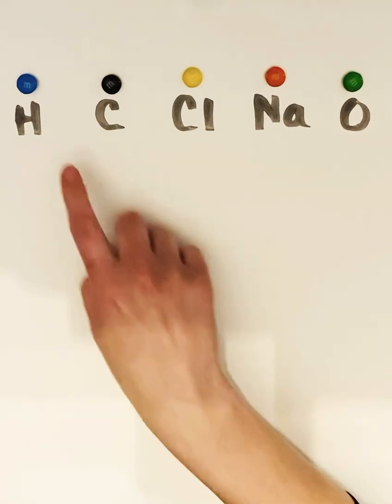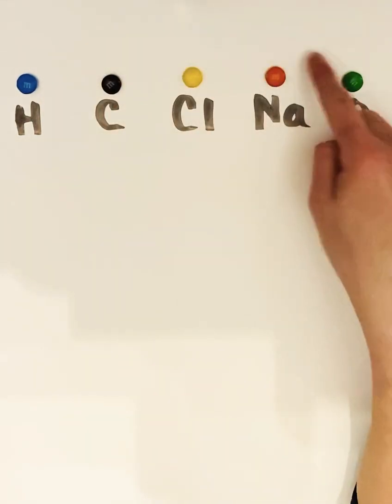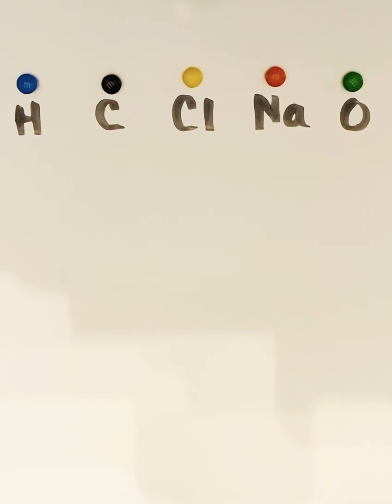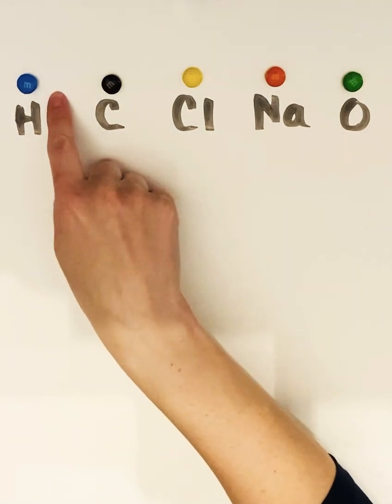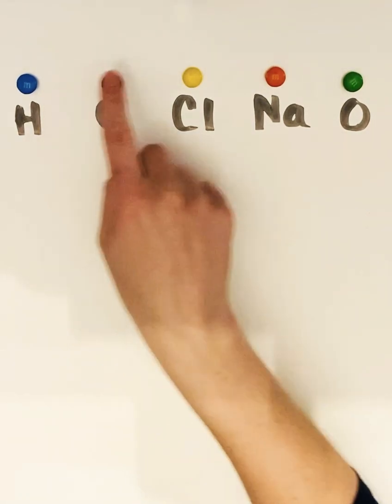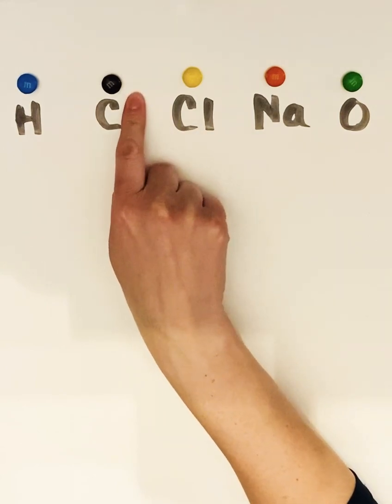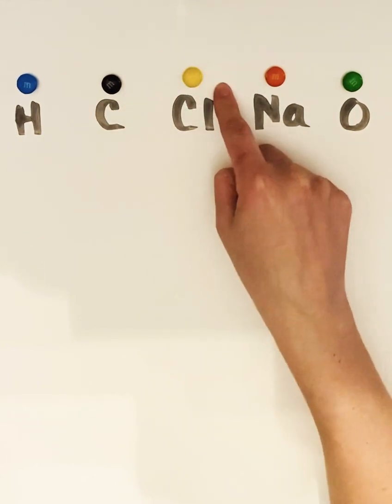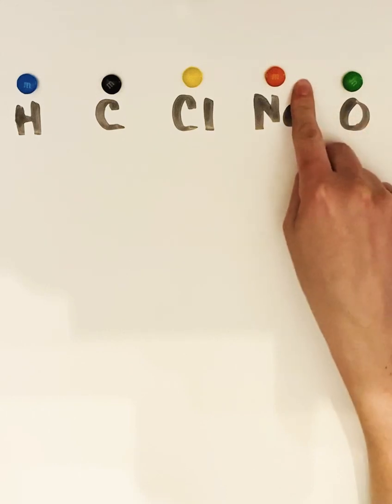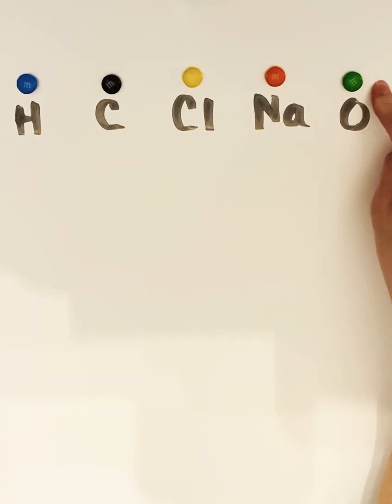So I'm going to use these different colored M&Ms to represent elements, and hopefully these are showing up okay on camera here. So the blue M&M is going to represent hydrogen. The brown M&M will represent carbon, the yellow M&M for chlorine, the orange M&M for sodium, and the green M&M for oxygen. All right, what I'm going to do is talk about the difference between molecules, compounds, and mixtures.